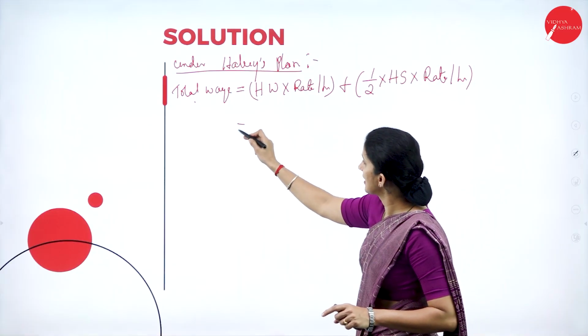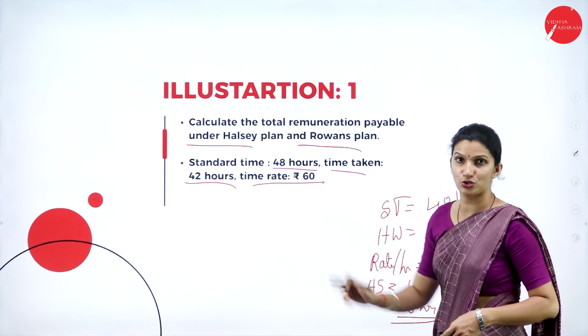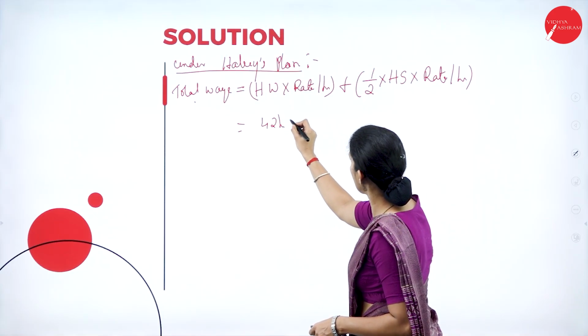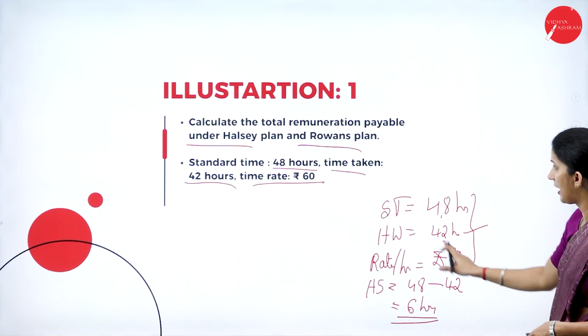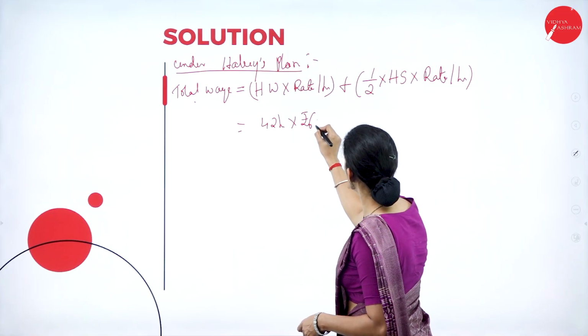So now we'll see what is hours worked. Here hours worked is 42 hours into rate per hour. What is the rate per hour? It is rupees 60.